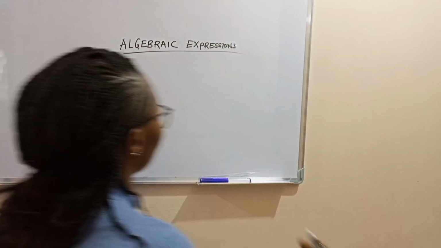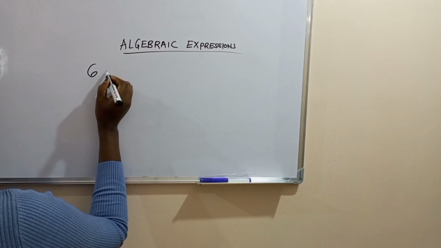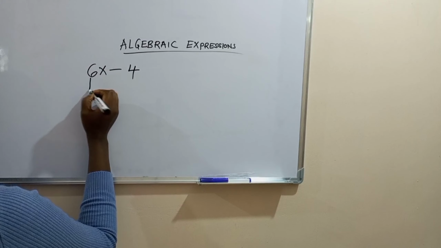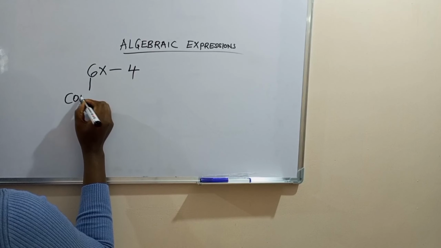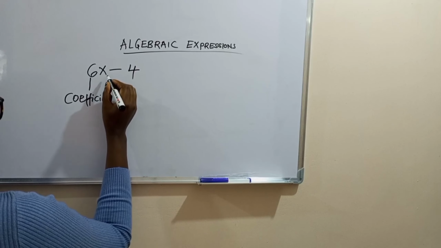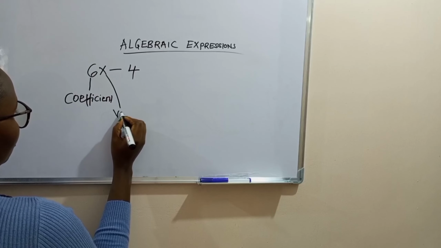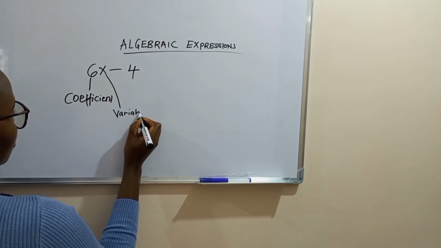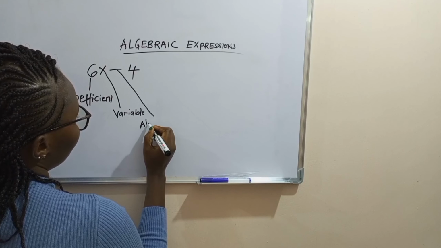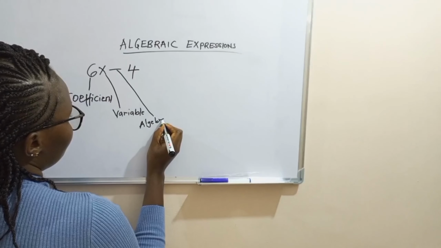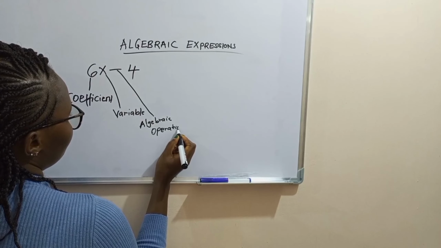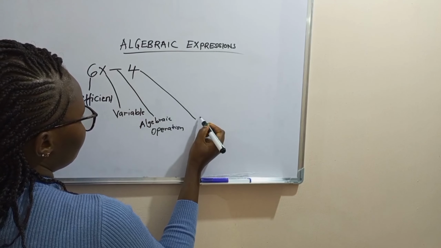So let's say we have 6x minus 4. 6 is our coefficient. x is the variable. Minus is the algebraic operation. And 4 is our constant.